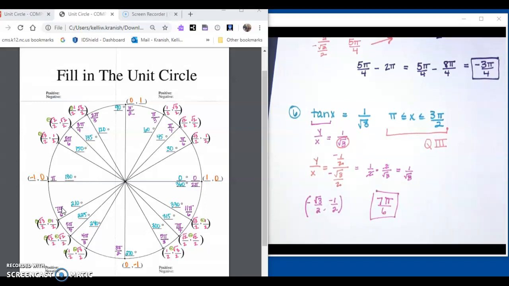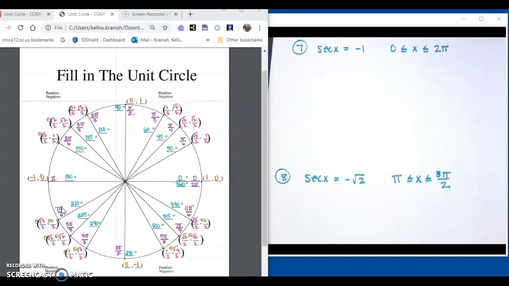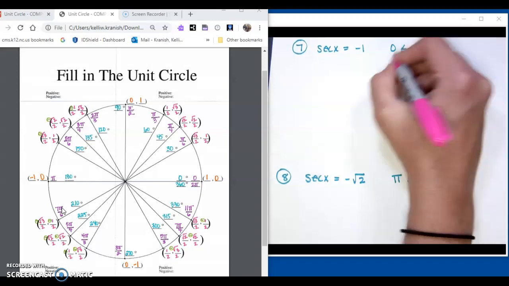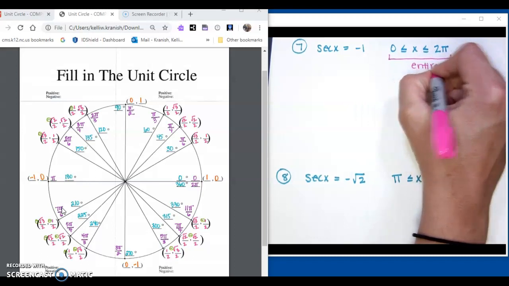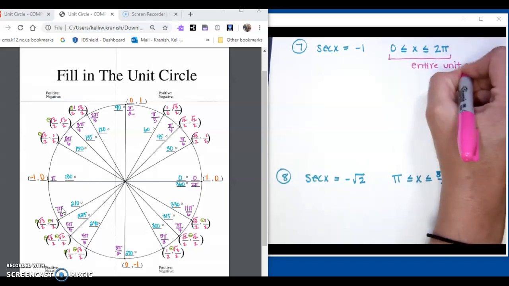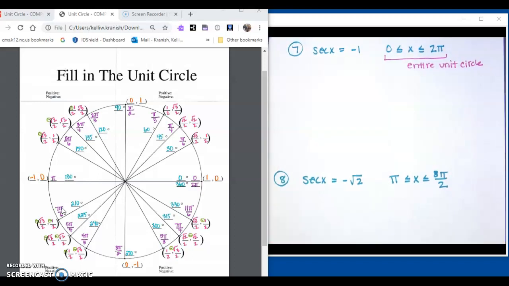Alright, so if you look at number 7, it says secant x equals -1, so it's already solved, so we're good. We're looking from 0 to 2 pi, so we're looking on the entire unit circle. So guys, this means there's a potential for 2 answers, so we've got to be wary of that.